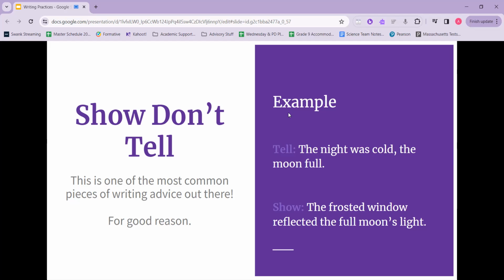So for example, if you wanted to say the night was cold and there was a full moon, you could just say the night was cold and there was a full moon. Or if you wanted to have a little bit nicer writing, you could say the frosted window reflected the full moon's light. There's frosting on the window. We know it's cold. There's a full moon. We see the light glinting off of a window. It helps describe the setting a little bit more as well. We know that there's a window there.